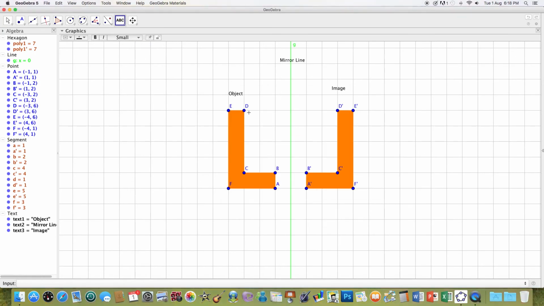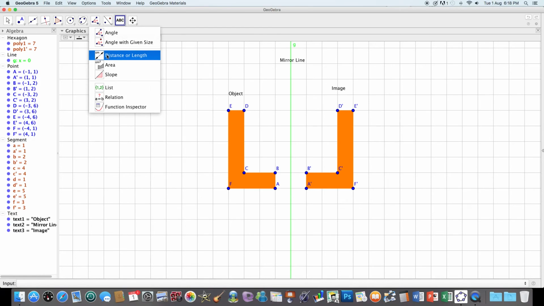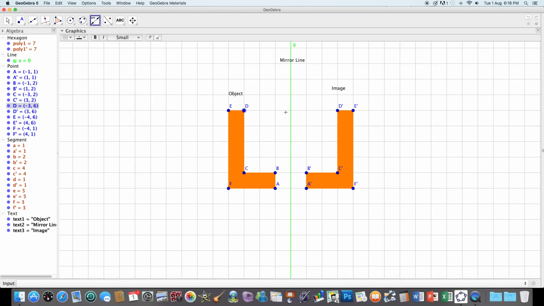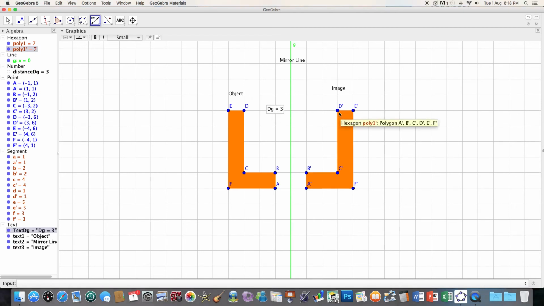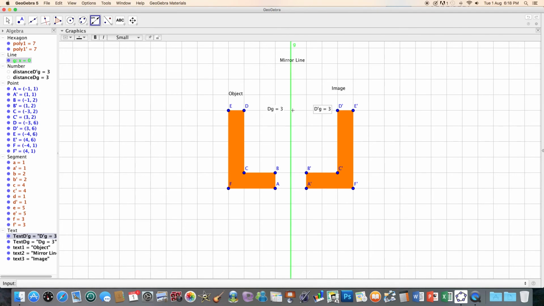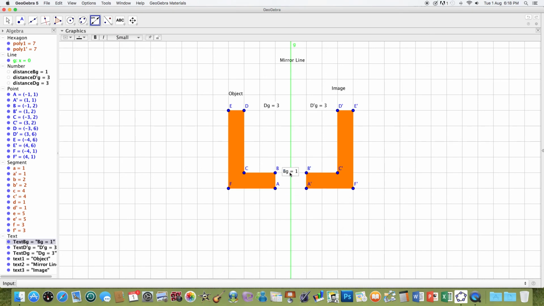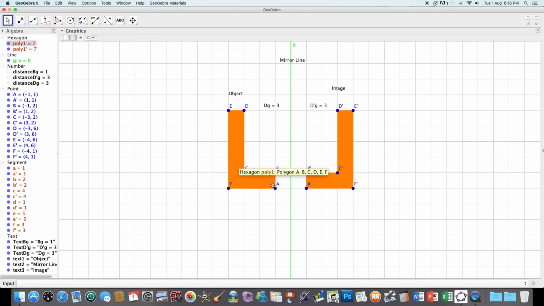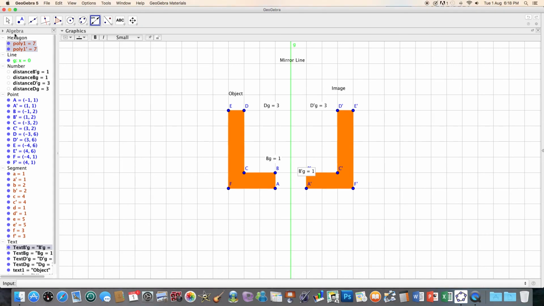Each point ends up being exactly the same distance away from the mirror line, and I can show you this by measuring that distance. So the distance from D to the mirror line is 3, as you can see there. And the distance from D dash to the mirror line is also 3. The distance from B to the mirror line is 1. And the distance from B dash to the mirror line is also 1.